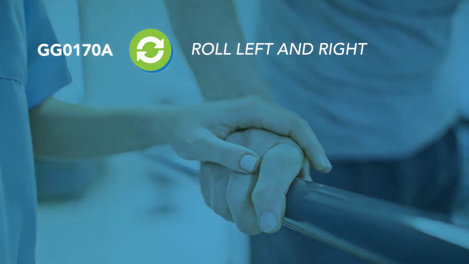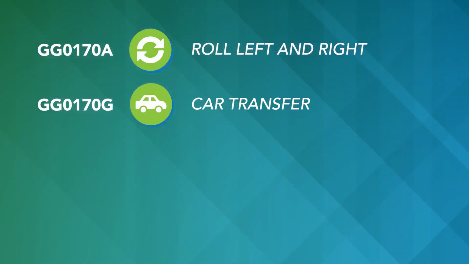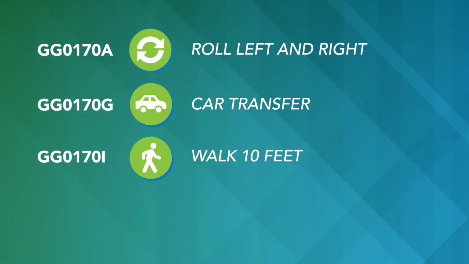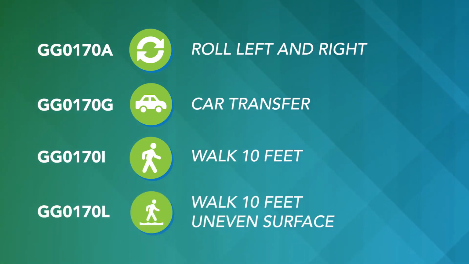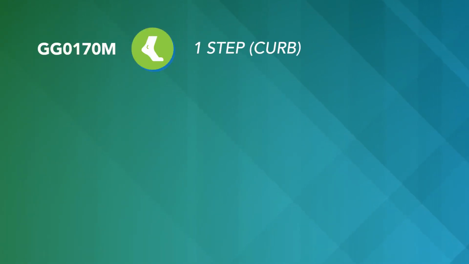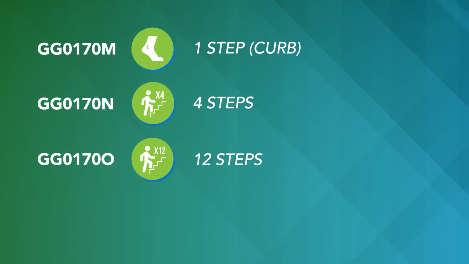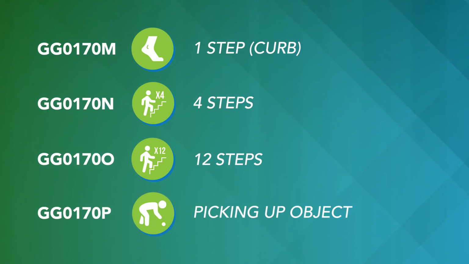GG0170A, or roll left and right; GG0170G, car transfer; GG0170I, walk 10 feet; GG0170L, walking 10 feet on uneven surfaces. Now on to GG0170M, 1 step, curb; GG0170N, or 4 steps; GG0170O, or 12 steps; and finally, GG0170P, picking up an object.